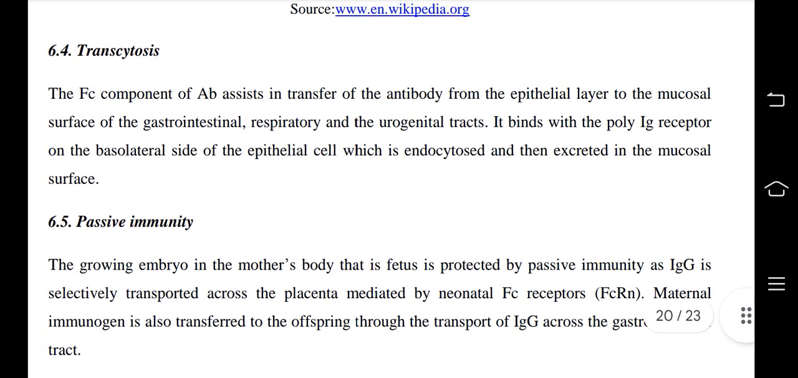Then, as I mentioned, I'm going to quickly read these things. Transcytosis. The Fc component of the antibody assists in transfer of the antibody from the epithelial layer to the mucosal surface of the gastrointestinal, respiratory, and urinogenital tracts.